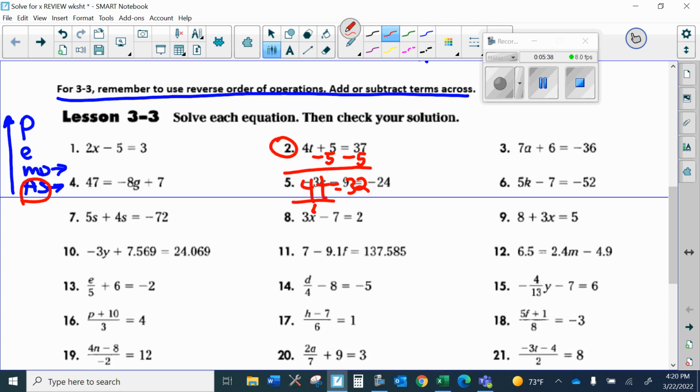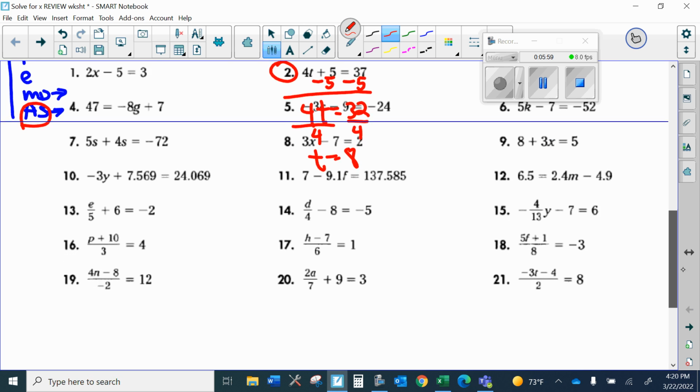And last step, when I'm only getting rid of part of a term, such as 4 here, I'm multiplying or dividing. This is not dealing with exponents at all. And I get t equals 8. Okay, 2 steps, very simple. Okay, reverse PEMDAS.